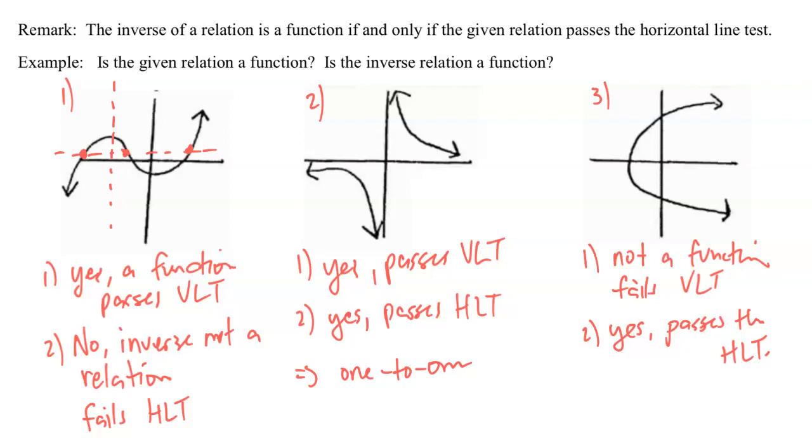You cannot say that graph number 3 is one-to-one, however, because it's not even a function. And in order to be a one-to-one function, you've got to first of all be a function yourself. And so because it does not pass the vertical line test, that third graph is not one-to-one.